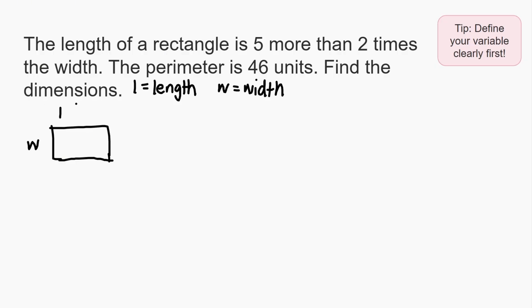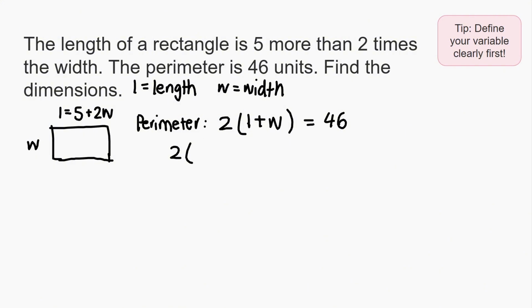And we know that the perimeter is gonna be 2 times length plus width, because the perimeter is length plus width plus length plus width. So now, what other information do we know that could help us out? We know that the length of a rectangle is 5 more than 2 times the width. That means this length here can be written as 5 more than 2 times the width. So now that we know this, we can plug this in to find the answer. So 2 times L plus W is equal to 46.